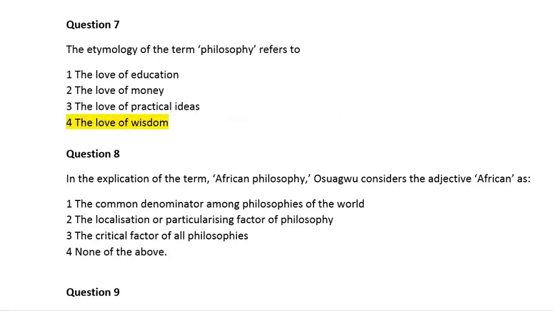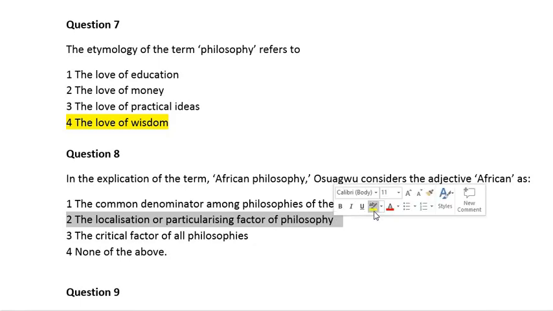Question number 8. In the explication of the term African philosophy, Oseghare Oruka considers the adjective African as, number 1, the common denominator among philosophies of the world. Number 2, the localization or particularizing factor of philosophy. Number 3, the critical factor of all philosophies. Number 4, none of the above. So guys, here the correct answer is number 2, which is the localization or particularizing factor of philosophy.